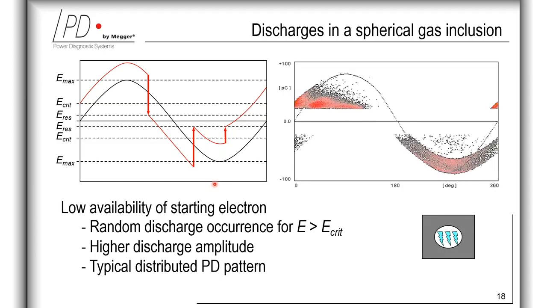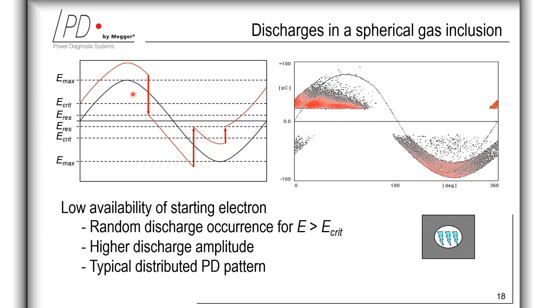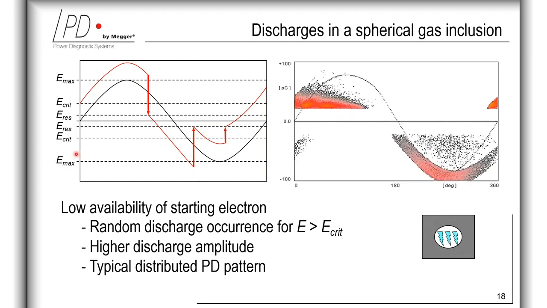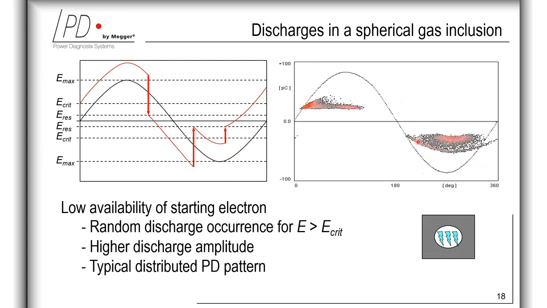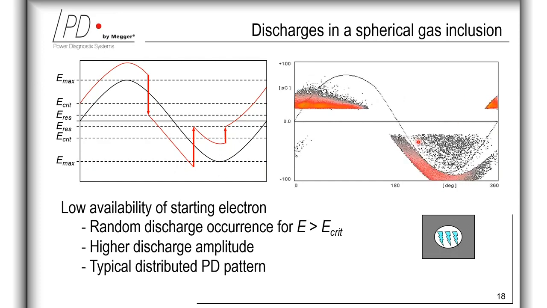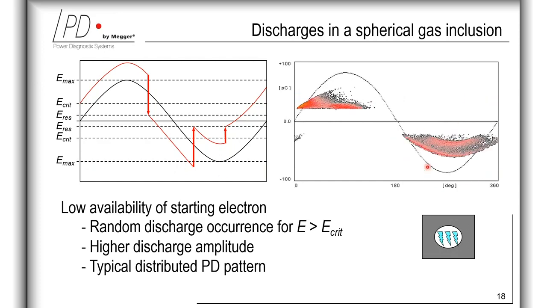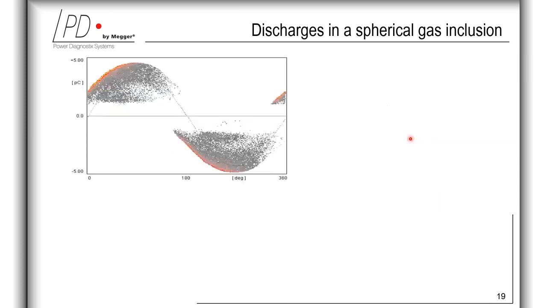And the figure is showing the case of a low availability of free electrons to start the electron avalanche. Here the time lag of the electrons derived from natural radioactivity or detrapping is high enough that the internal electric field can become much larger than the critical electric field, which is needed for the partial discharge inception, of course. And here on the right-hand side, the figure is illustrating the typical distributed phase-resolved partial discharge pattern.